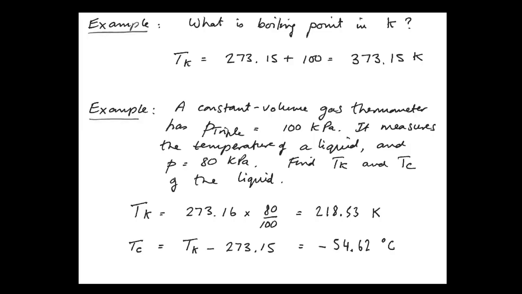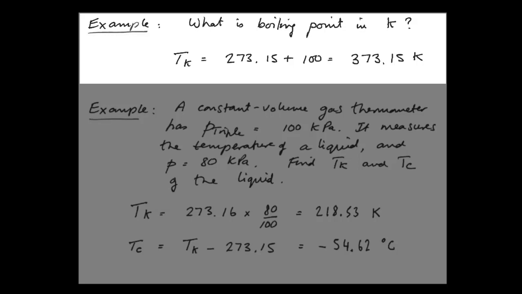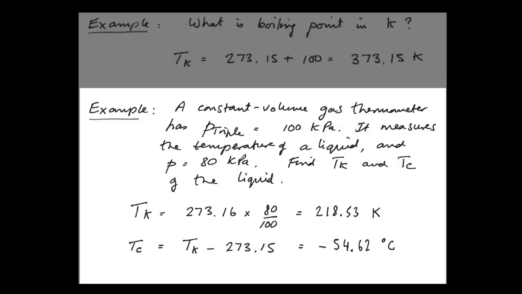Now let's look at a couple of examples. The first example is a short example. What is the boiling point in Kelvin? We know that the boiling point in degrees centigrade is 100, and Tk is equal to 273.15 plus Tc, so it's equal to 373.15 Kelvin.